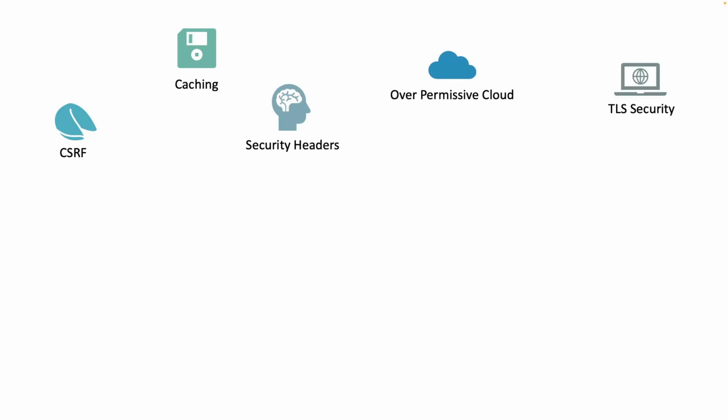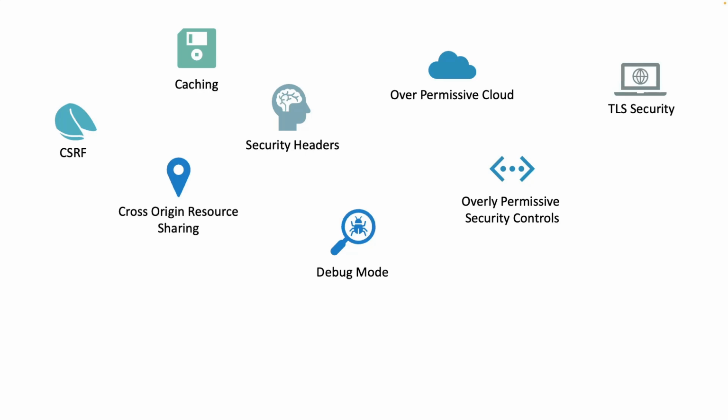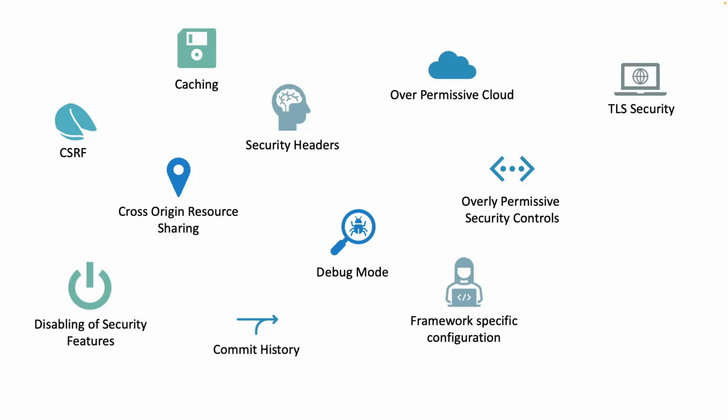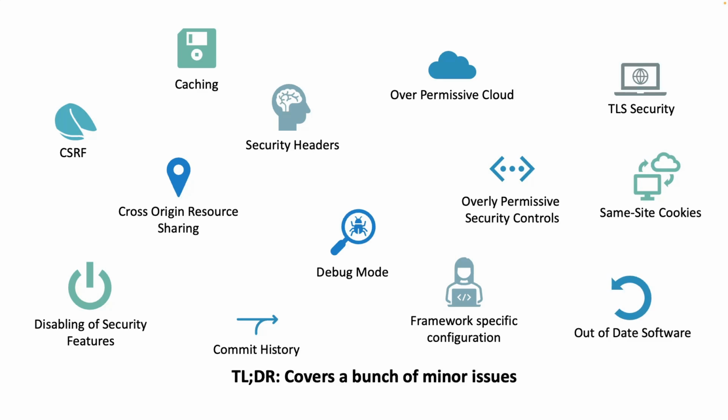It could be CSRF issues, caching issues, headers, over-permissive cloud settings, TLS issues, overly permissive security controls that are done at the framework level, debug mode being switched on, failure in cross-origin resource sharing or CORS settings, the intentional disabling of security features, your commit history of the code, framework-specific configuration and vulnerabilities, same-site cookies, out-of-date software. It covers a bunch, and not all of them are minor, but they tend to be more minor issues.